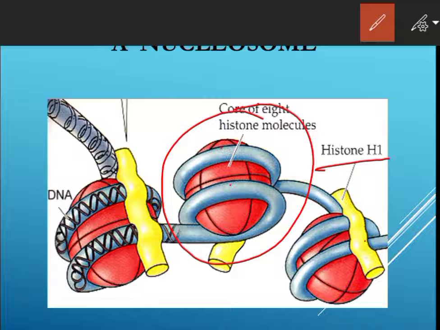Euchromatin are the regions of chromatin which are loosely packed and stained light in a typical nucleus, and heterochromatin are the regions of chromatin which are densely packed, and when they are stained they are dark in color. Euchromatin is the transcriptionally active chromatin, while heterochromatin is transcriptionally inactive chromatin. Okay.